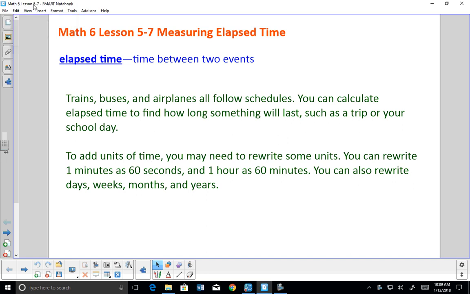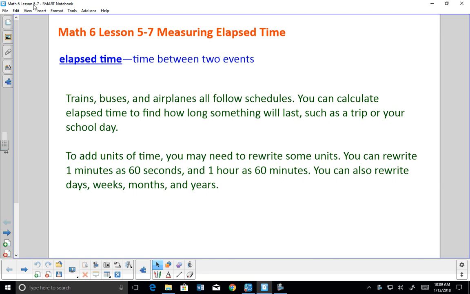This is Math 6, Lesson 5-7, Measuring Elapsed Time. Elapsed time is the time between two events. Trains, buses, and planes all follow schedules. You can calculate elapsed time to find how long something will last, such as a trip or your school day.